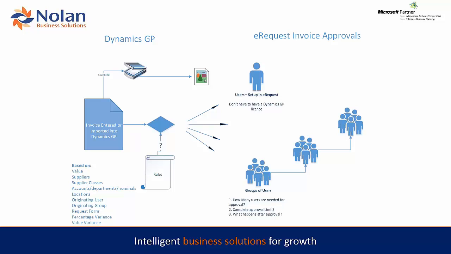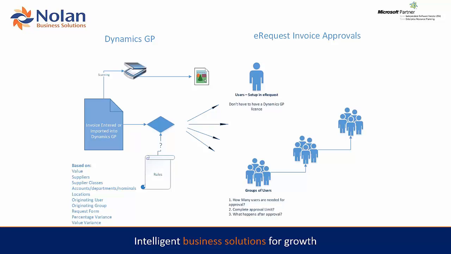As an example, I might send an invoice to a group called checkers, and there might just be one person in that group whose job it is to check the invoice, make sure that it's been received, make sure it's correct. In that case, that group would be set to one user needed for approval. I'd set the complete approval limit to 1 penny, meaning that any invoice over a penny would need to be routed on. And what happens after approval is it would be sent to the parent group for approval.